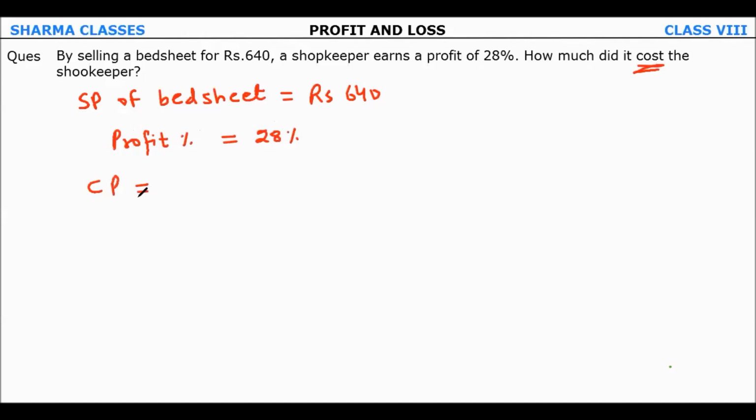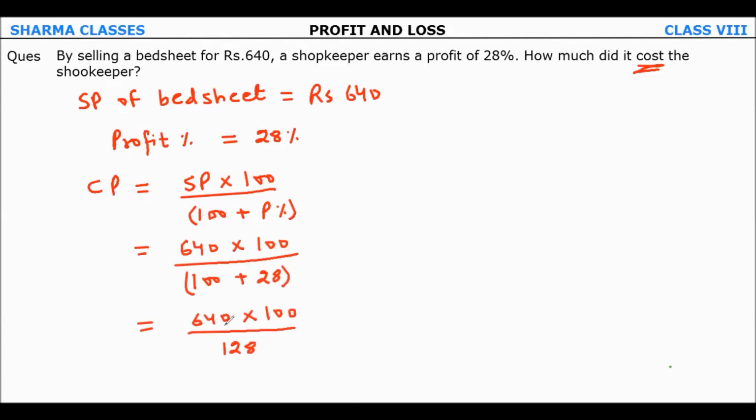There are two formulas, one for when profit percent is given, the second when loss percent is given, so we have to apply the formula which has profit percent in it. The formula is SP into 100 by 100 plus profit percent. Now we put the values and find the answer. After putting the values, we will have 640 into 100 by 128.